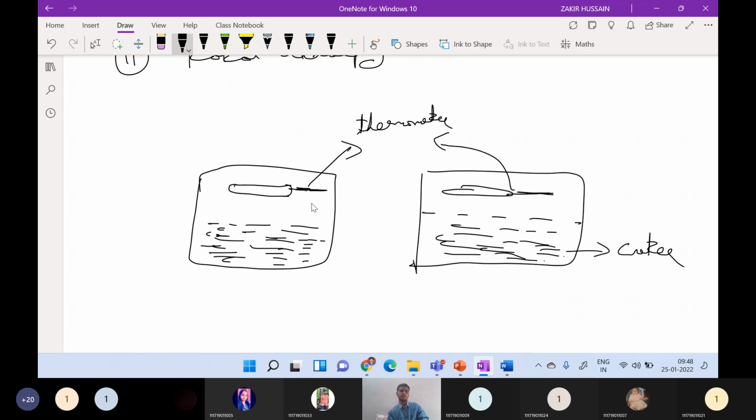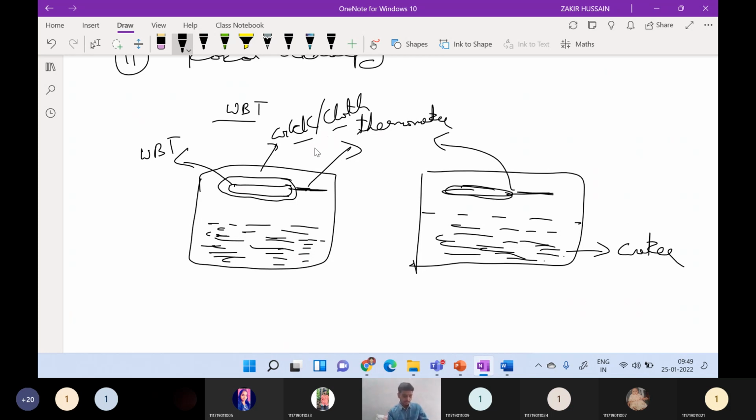This is also a thermometer. For example, this is the wet bulb thermometer you are locating. A wet bulb thermometer is nothing but you cover this entire thermometer bulb with some wick or wet cloth. If you are covering your thermometer bulb with a wick or wet cloth, then the temperature measured by this thermometer is called wet bulb temperature. The temperature given by the bare thermometer bulb without any covering of wick or cloth is called the dry bulb temperature.